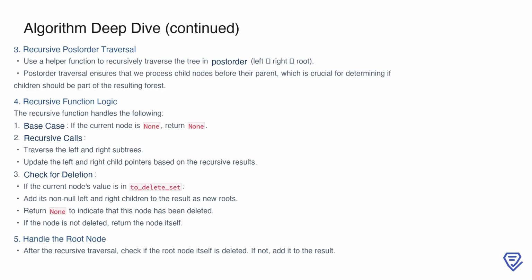The recursive function accomplishes three key tasks. First, it handles the base case where the current node is None, which simply returns None. Second, it recursively processes the left and right children of the current node, updating their pointers as necessary.